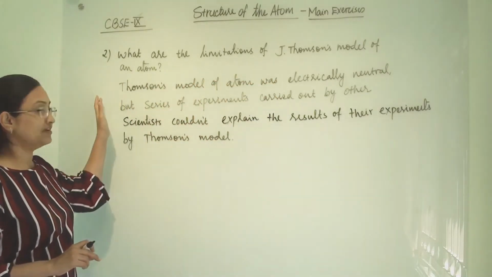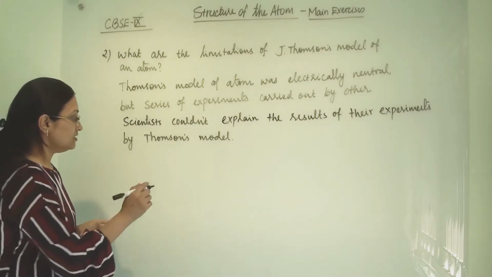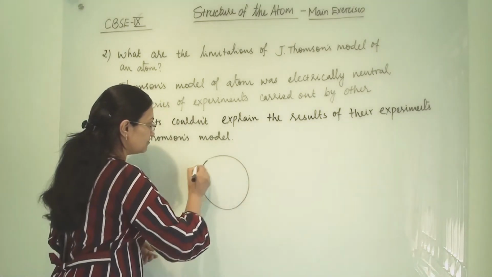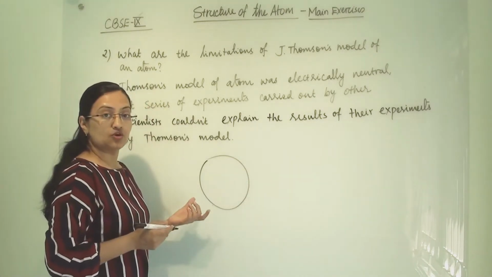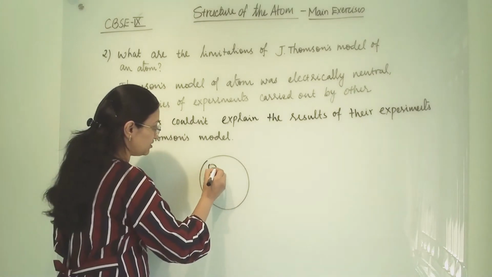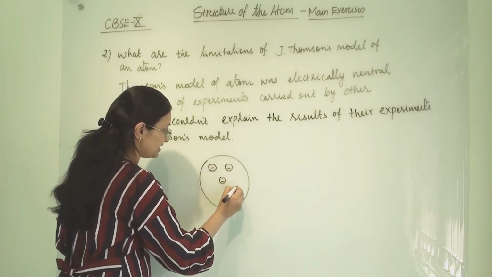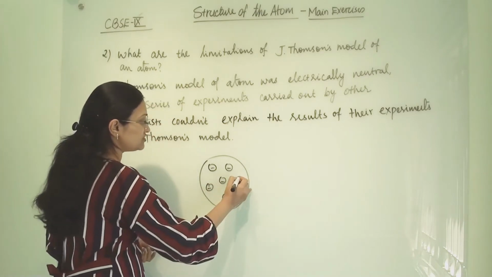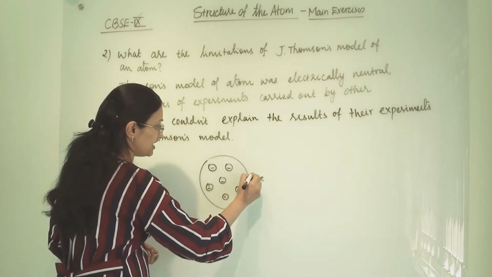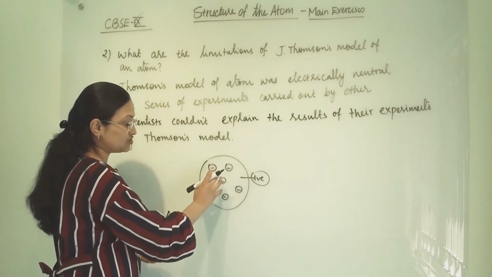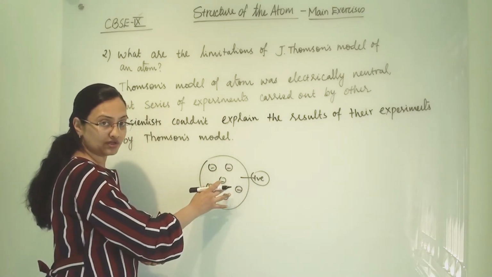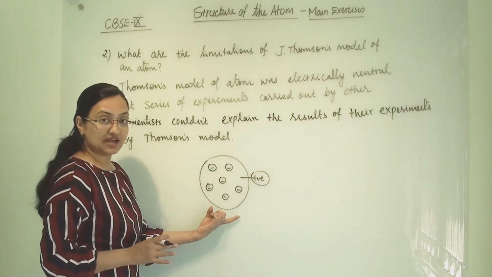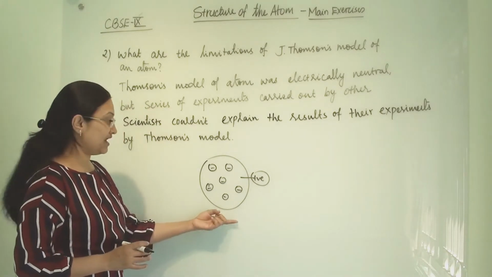Our next question is, what are the limitations of J.J. Thomson's model of an atom? Now let us recall which kind of model J.J. Thomson proposed. This kind of model he proposed, and he said that the atom is electrically neutral. This positive sphere has all the negatively charged particles embedded in it. So he suggested that this is the model of an atom.